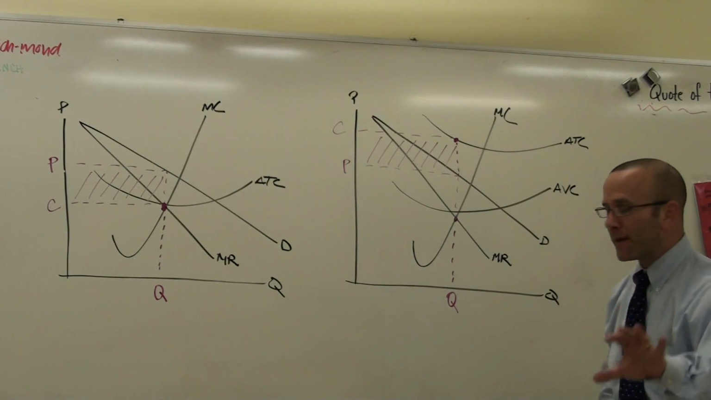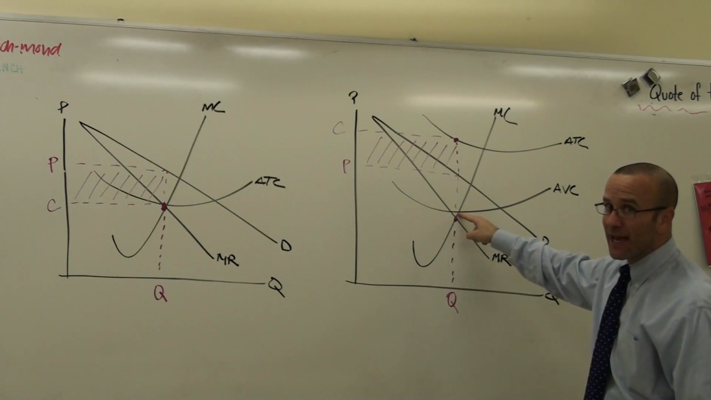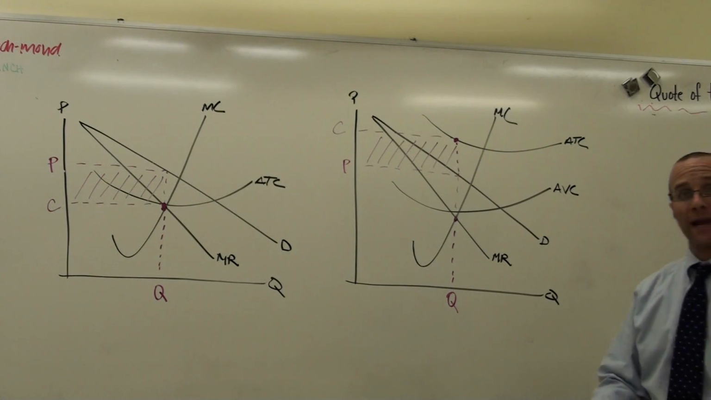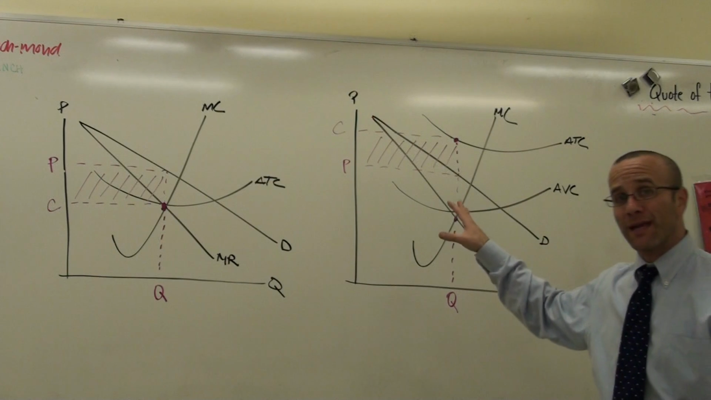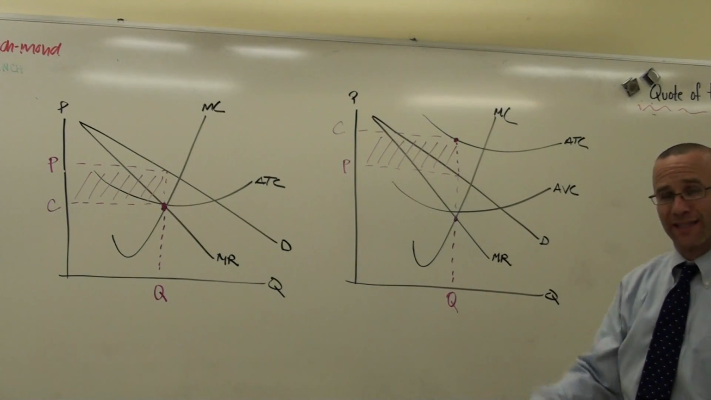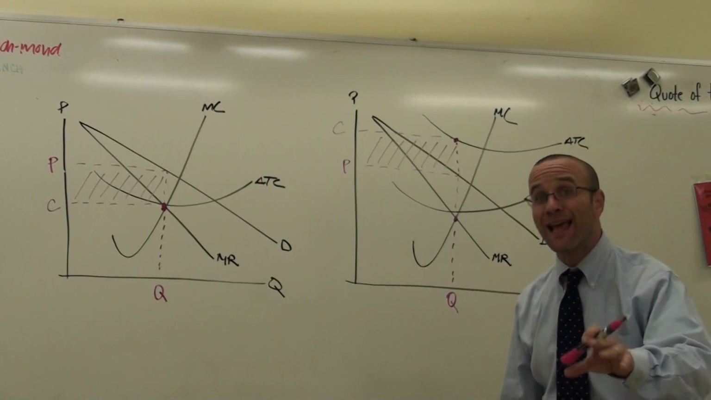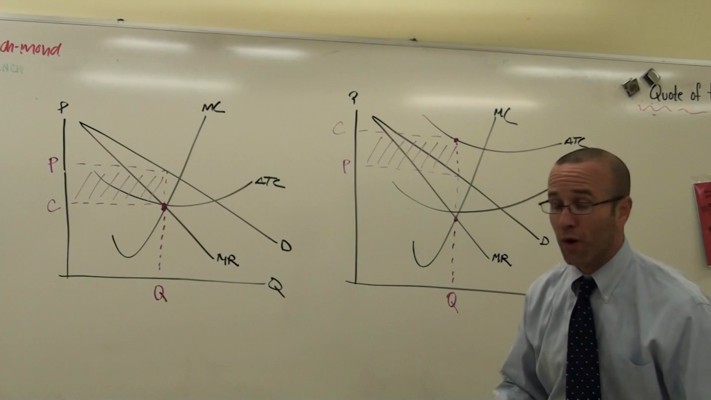Notice I'm going to stay open here because my price is still greater than my AVC. Okay, when price is greater than AVC, you produce, all right, even if the price is less than the ATC. So in this case, it's better for me to stay open and minimize my losses. But you do shut down. Shutdown rule is when the price is less than average variable cost. In that case, you just walk away.